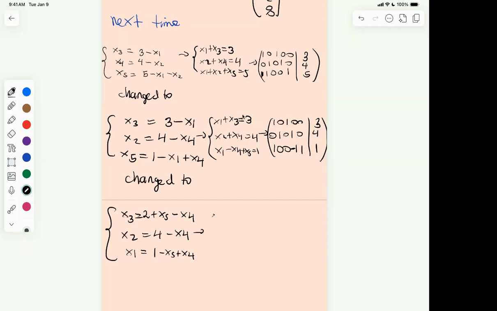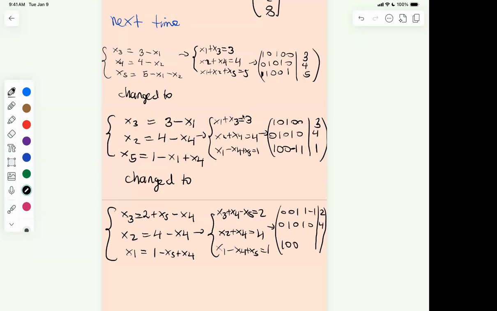If you rewrite this, you get x3 plus x4 minus x5 equals 2. x2 plus x4 equals 4. And then x1 minus x4 plus x5 equals 1. So that gives you 0, 0, 1, 1, -1 with 2. And then this gives you 0, 1, 0, 1, 0 with 4. And then this gives you 1, 0, 0, -1, 1 with 1.